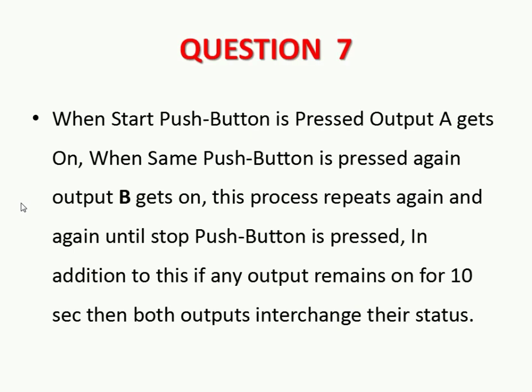Now the second part is, in addition to this, if any output remains on for 10 seconds, suppose you don't press the push button again. Suppose you press the push button, output is on, you again don't press the push button, so you wait for 10 seconds. Okay, if output is on for 10 seconds, then output A automatically gets off and output B gets on automatically. It will wait for 10 seconds. After 10 seconds it will change the status of both outputs, means the output that is on will get off and the output that is off will get on.